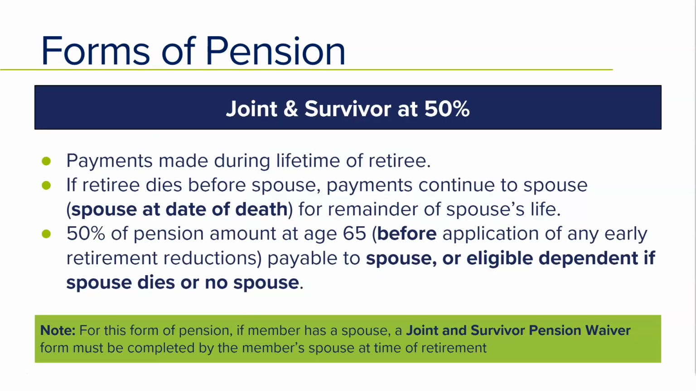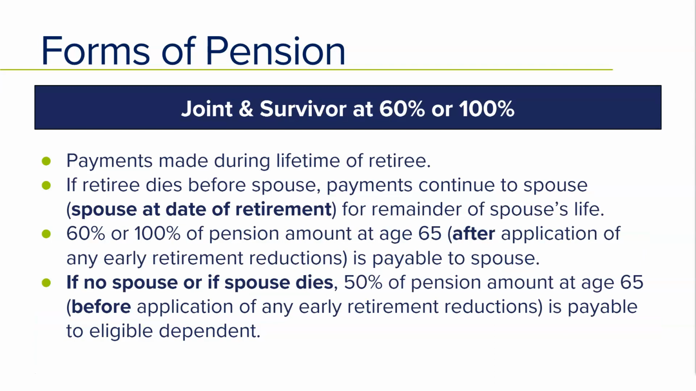So for the joint survivor pension at 50%, a few differences from the 60 and 100%. It is your spouse at the time of death. And also the survivor benefit amounts, we don't take into account the early retirement reduction factors that are payable. Now, if you do choose this option, your spouse would need to sign a waiver form, which is Form 5, because under the PBA, the Pension and Benefits Act, a survivor pension for a spouse would need to be 60% or more.